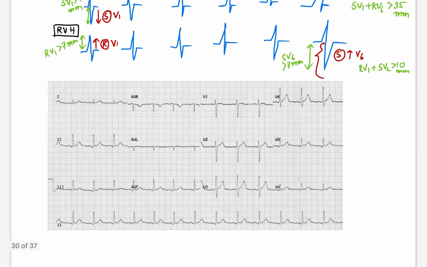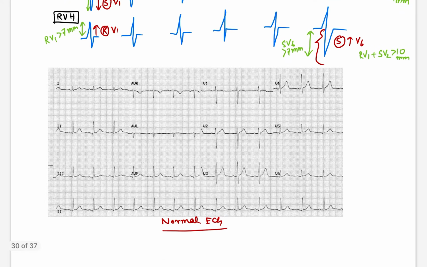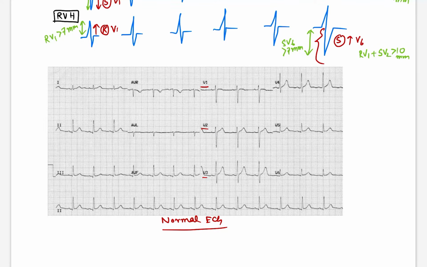Now see this ECG carefully. This is a normal ECG. As I have told you, in case of normal ECG, as we progress from V1 to V6, the height of the R wave increases and the S wave decreases. So see, this is V1, this is V2, V3, V4, V5 and V6. As we progress from V1 to V6, the height of the R wave is gradually increasing.